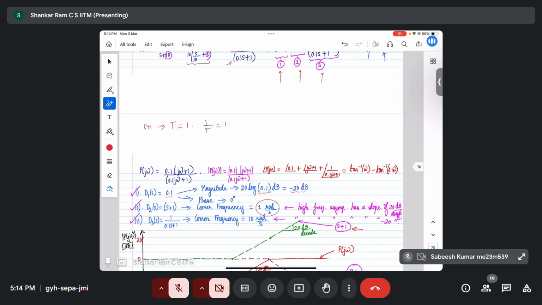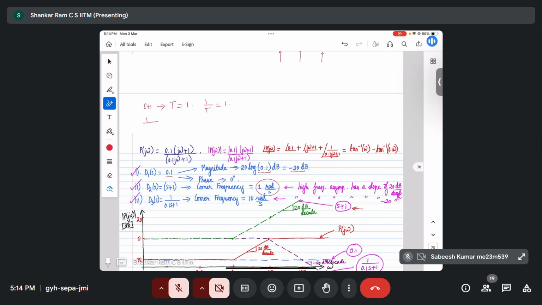Now, if we similarly go to 1 by 0.1 s plus 1, what is the value of T here? 0.1. So 1 by T will become 10. Okay, so that is why this has a corner frequency of 10 radians per second. And once again the high frequency asymptote will have a slope of minus 20 decibels per decade, right? I hope these points are clear.